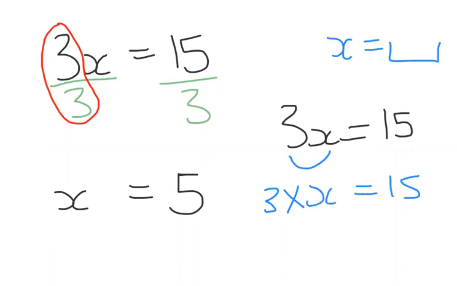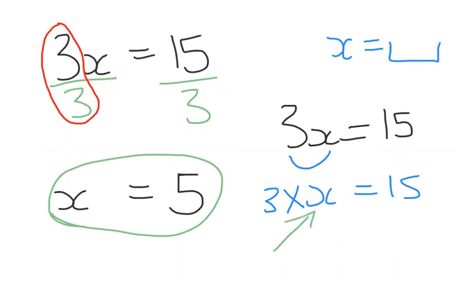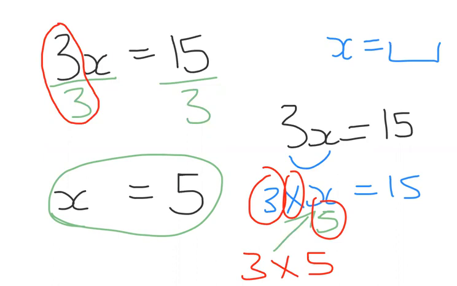And if we put this x equal to 5, that means wherever we see an x there, we're going to put a 5. So if we put a 5 in here, now we have 3 multiplied by 5. And what is 3 multiplied by 5? It is indeed 15, which is the same as that. So then we know we are correct.